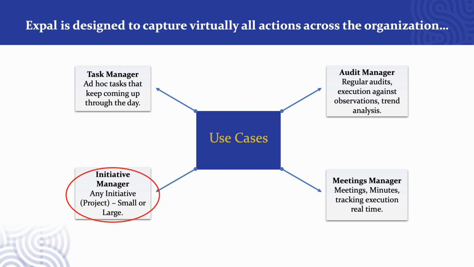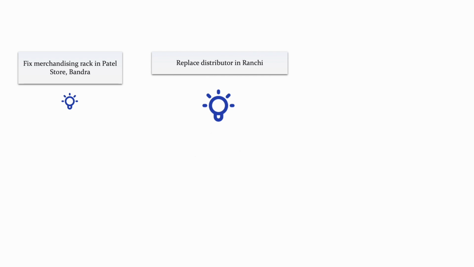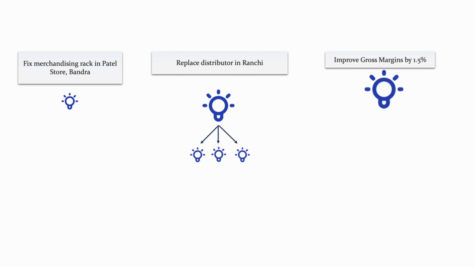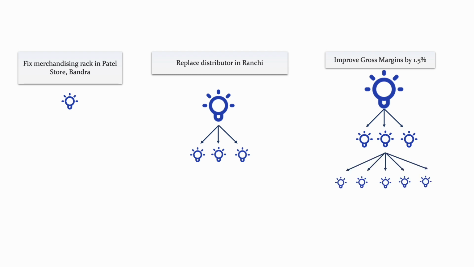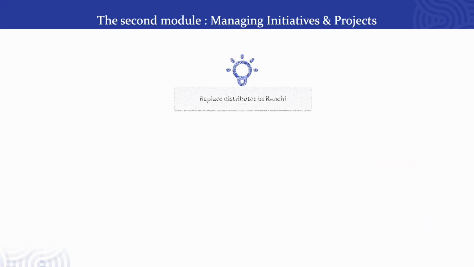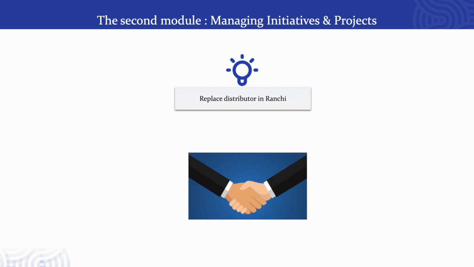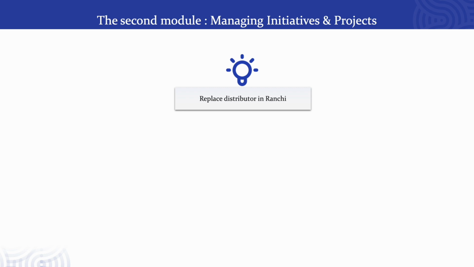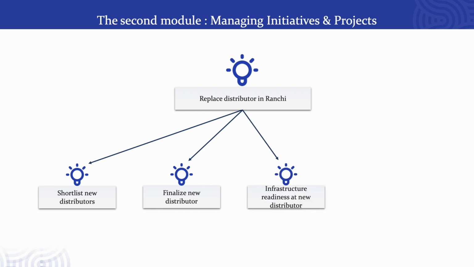Let's move on to the second module, the initiative manager or the project manager. We've seen how individual tasks are captured. However, certain actions may consist of multiple steps, and some of these steps may be broken down into further steps. Take the example of appointing a distributor in Ranchi. Let's say the area sales manager agrees to this action in consultation with his zonal sales manager. Now, the ASM will need to perform several steps in order to achieve the overall objective of appointing the distributor. Shortlist new distributors, finalize new distributor, make infrastructure ready, and finally, configure DMS at the new distributor office.